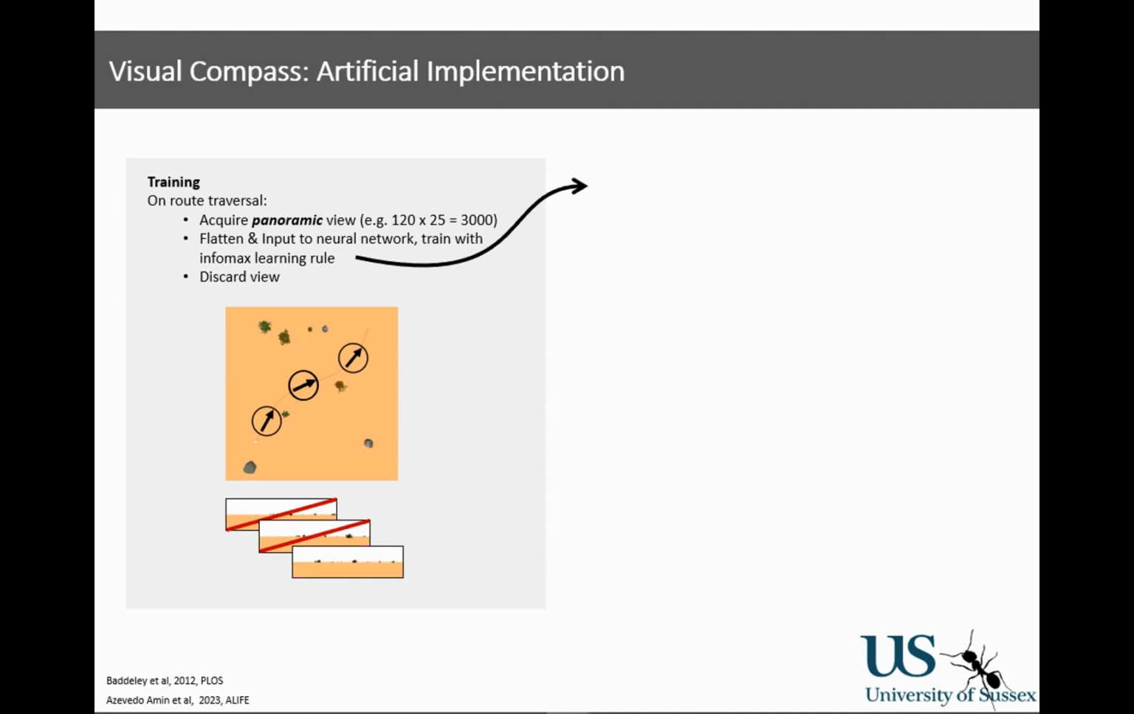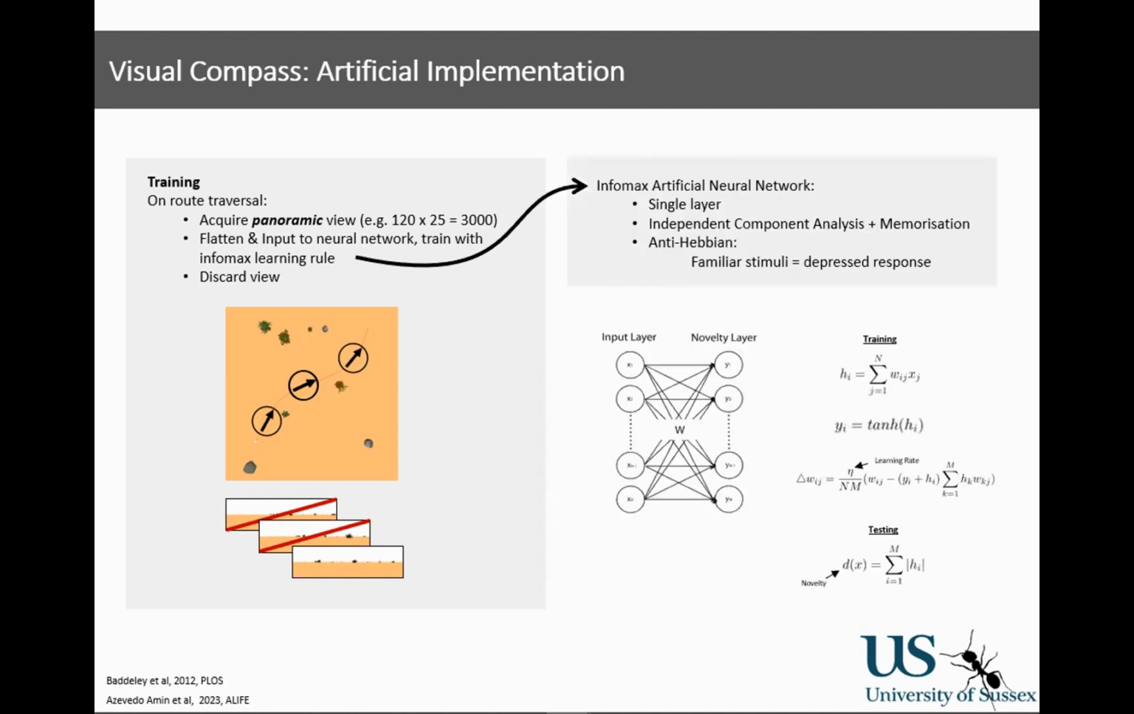And just to talk about the Infomax learning rule a little bit more, we use a single layer neural network. So it's just input, weights, output, and it's been demonstrated to do simultaneously independent component analysis and memorization. And the nature of it is anti-Hebbian, so that after training, familiar inputs will result in a depressed response. And we can use that to determine if the view has been seen before, essentially.